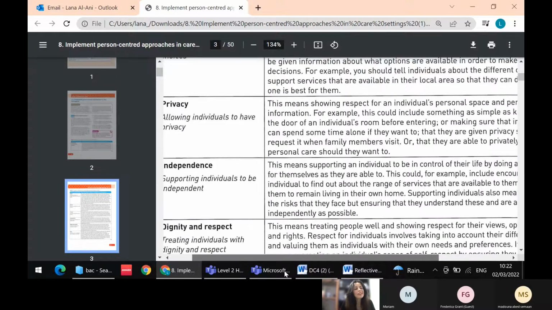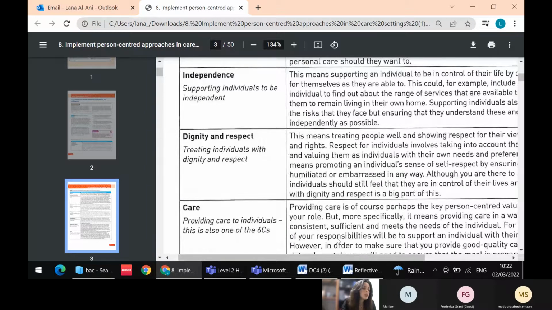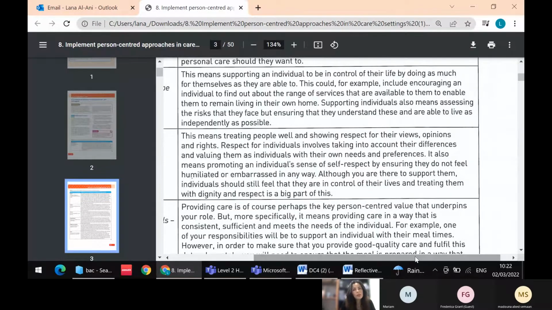Also, you monitor their dignity and respect. You should always be concerned about their dignity. What that means is treating people well, showing them respect. Also, you need to respect their opinion, their rights. If they tell you something, you just follow it, unless it is something you can't do. So respect the individual: talk to them, take your time to listen to them, value their opinion, their individuality, and fulfil their own needs and preferences.